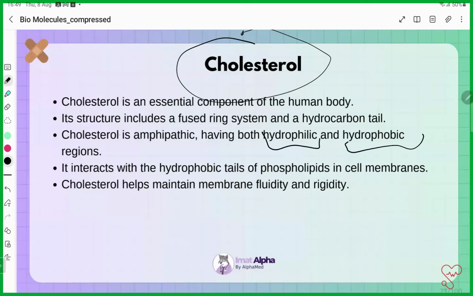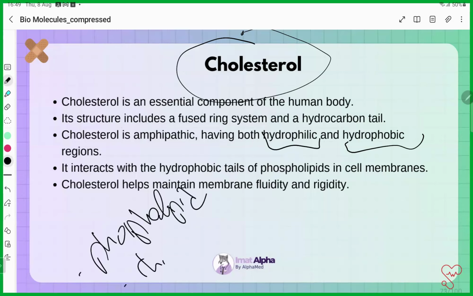So now we have phospholipid, we have cholesterol, both of them are amphipathic. It interacts with the hydrophobic tails of phospholipids in the membrane. Cholesterol helps maintain membrane fluidity and rigidity.